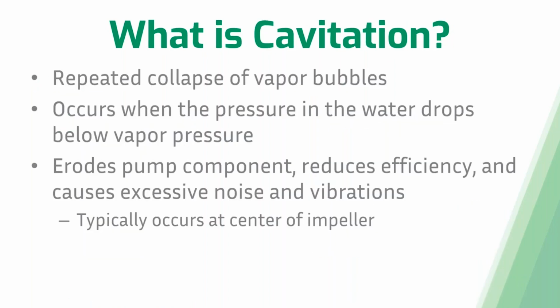So now let's talk about cavitation. So why are we talking about wet well versus dry pit? Cavitation is the repeated collapse of vapor bubbles. This can occur when the pressure in the water drops below your vapor pressure. The reason why cavitation is such a concern in dry pit applications is because this can start to erode your pump components, specifically your impeller. That can cause heavy damage to the impeller. It can reduce the efficiency of the pump, and also cause excessive noise and vibrations. And like I said before, this typically occurs at the center of that impeller, which is where you're going to see most of the damage done by cavitation.